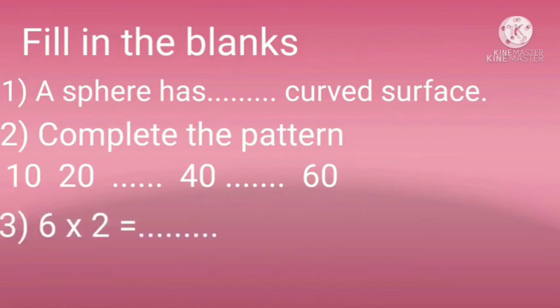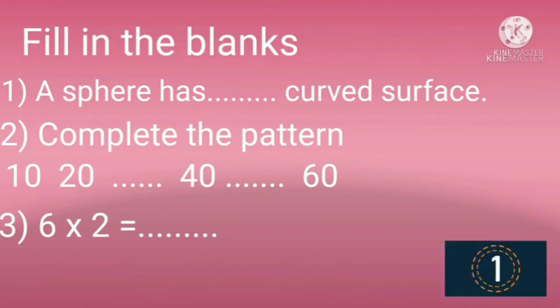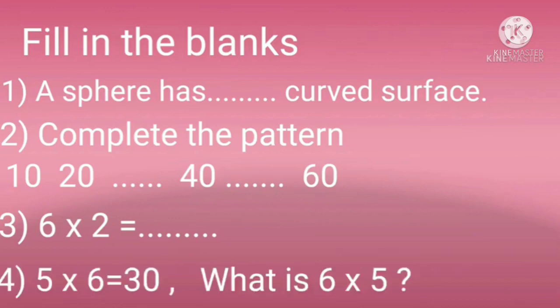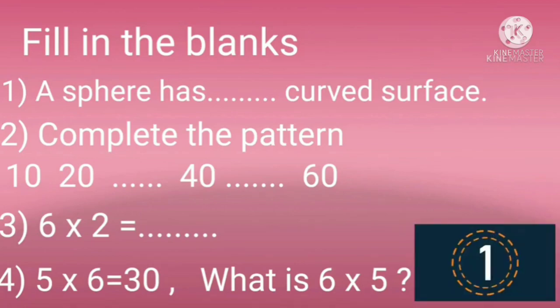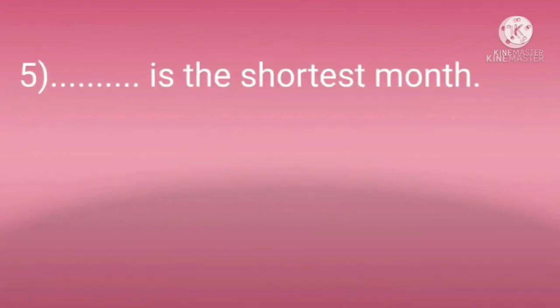Third question, 6 into 2 is equal to dash. Your time starts now. Fourth question, 5 into 6 is equal to 30. What is 6 into 5? Your time starts now. Fifth question, dash is the shortest month. Your time starts now.